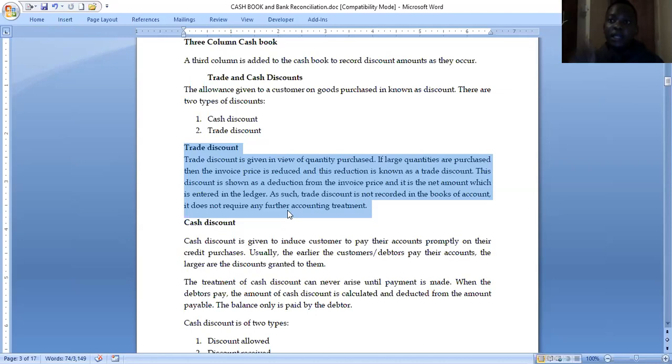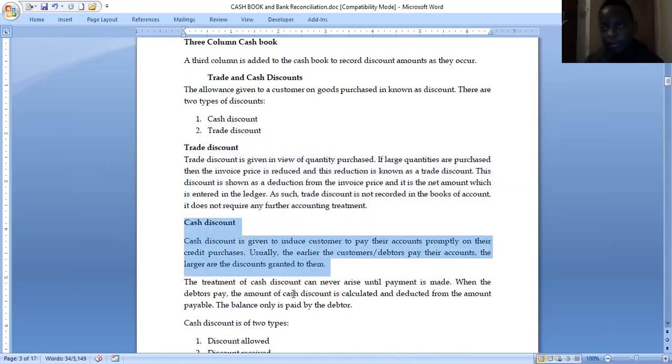Trade discount is usually given at the point of purchase, unlike the cash discount, which is usually given at the point of making a payment. In this case, a cash discount arises from a credit transaction. So you buy goods at 20 shillings on credit basis. After 1 month, you come to pay for the goods, and the creditor is impressed by your timeliness in paying for this commodity, so he gives you a discount of 5 shillings. So you end up paying 15 shillings.